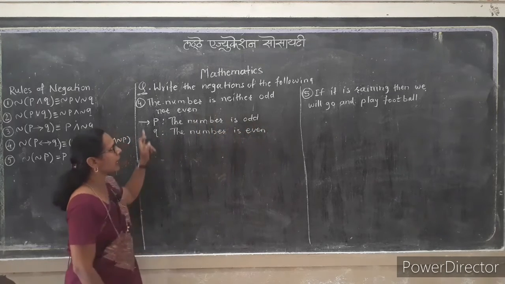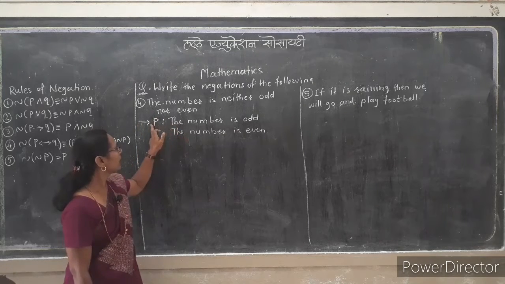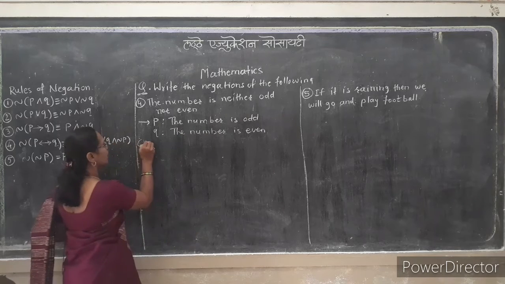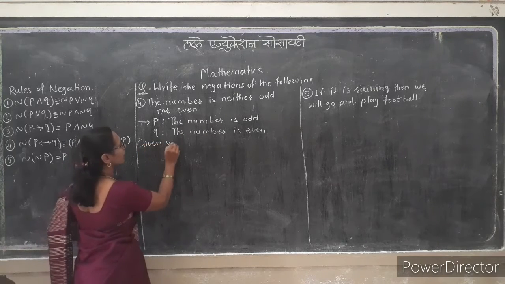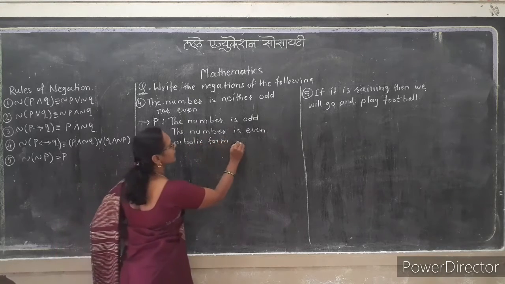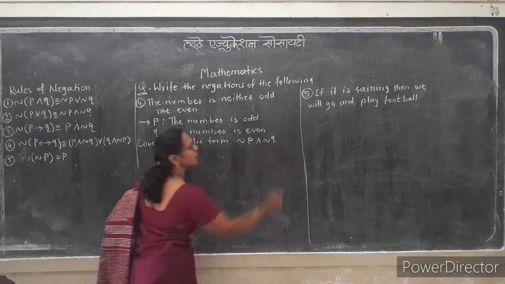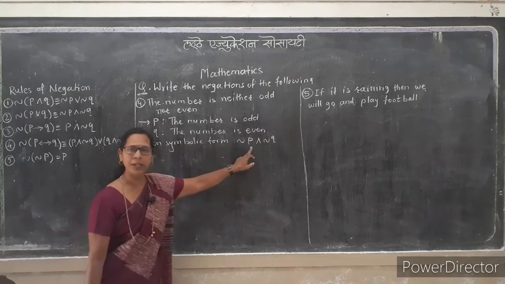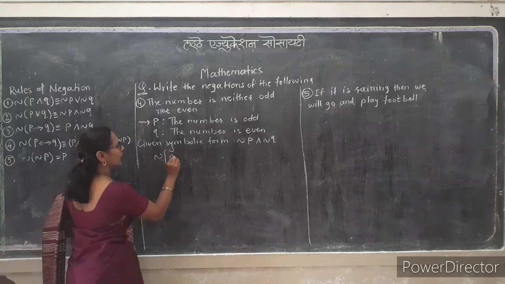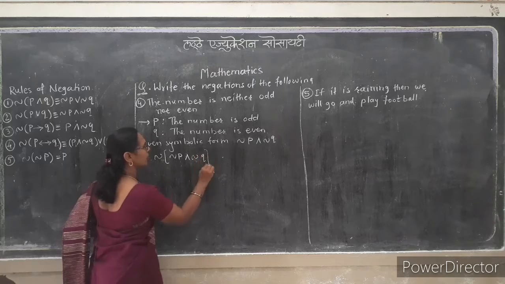The number is neither odd nor even means negation P and negation Q. Therefore, its given symbolic form is negation P and negation Q. Now we write its negation. Therefore, negation of negation P conjunction negation Q.